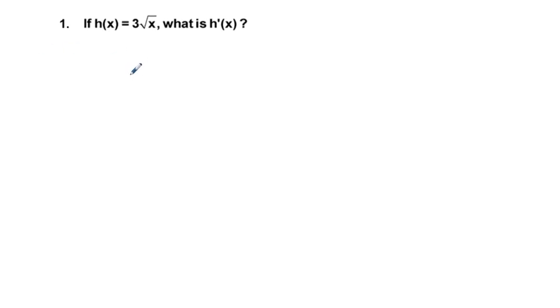Problem 1, if h of x equals 3 square root of x, what is h prime of x? Well, the first thing I'm going to do is rewrite. So I'm going to take this h of x, and instead of writing it in the radical form, I'm going to write it in rational form, which is going to be 3x to the 1/2 power.